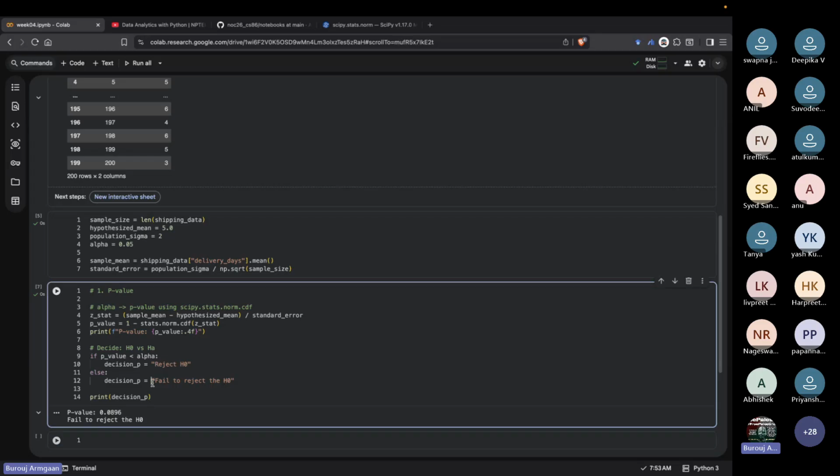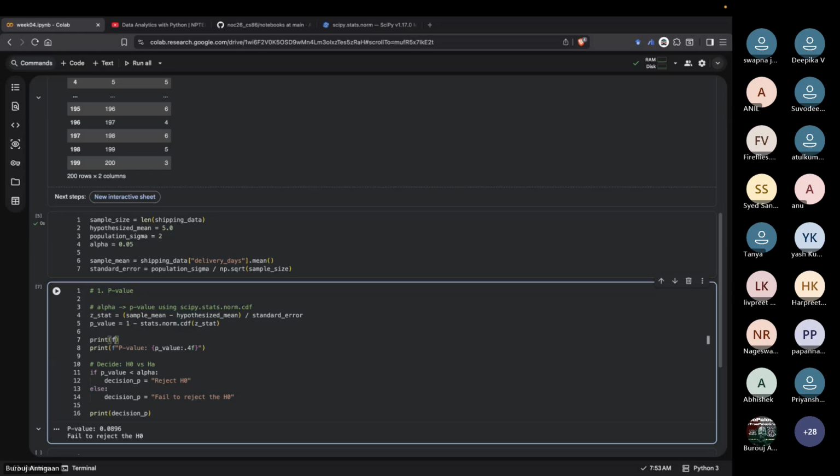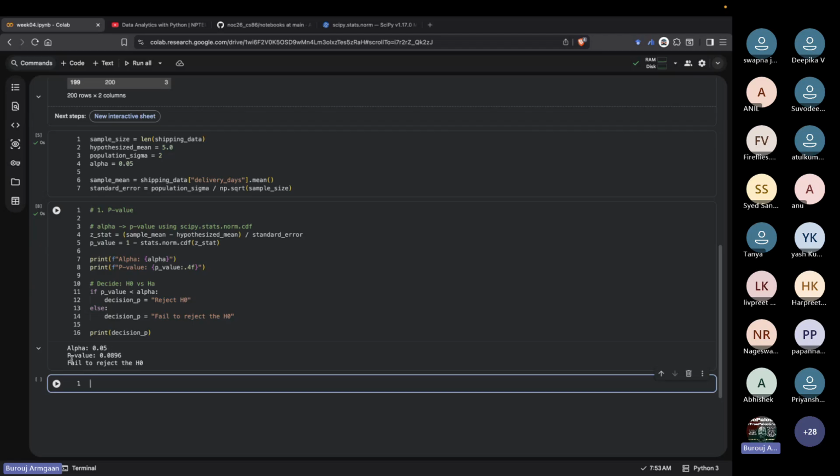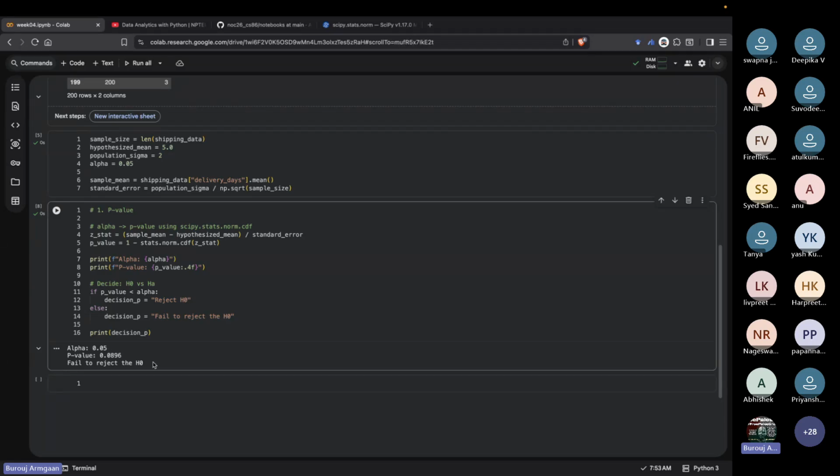If we also print the alpha with this, our alpha was 0.05, but our p-value is greater than that. Therefore, we fail to reject the null hypothesis.